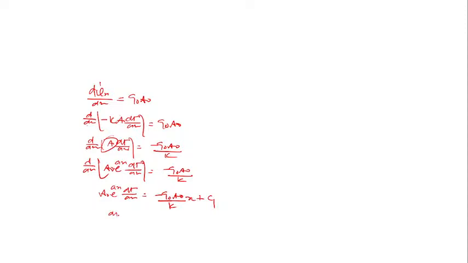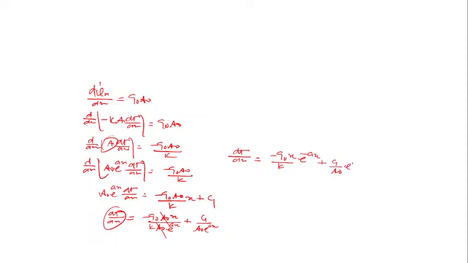Then dT upon dx, the slope of the temperature profile, is minus q naught a naught into x upon k into a naught into e to the power ax plus c1 upon a naught into e to the power ax. This cancels out. Then dT upon dx is equal to minus q naught upon k into x into e to the power minus ax plus c1 upon a naught into e to the power minus ax. Again, if you integrate, you can find the temperature profile.